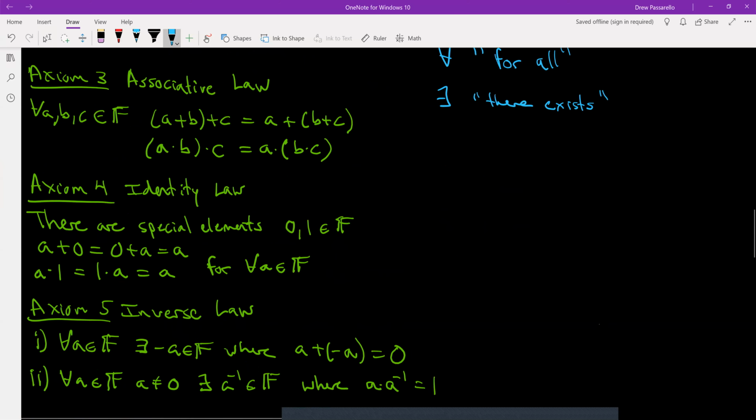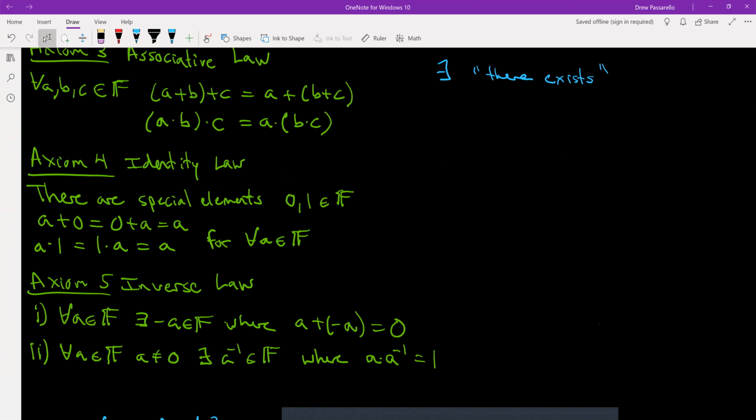Then axioms 4 and 5 are the important axioms. First, the identity law. You have what's called the additive identity, which is the element 0. So 0 is the additive identity, and it just means if you add any number A plus 0, you get the same number A again. 1 is the multiplicative identity, so similar concept: anytime you take any number A and multiply it with this element 1, you get A again.